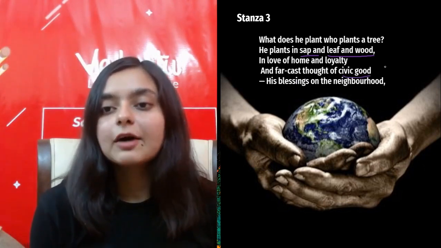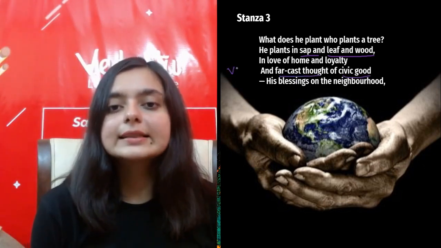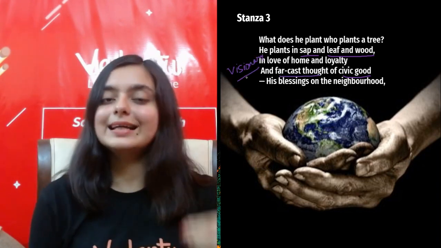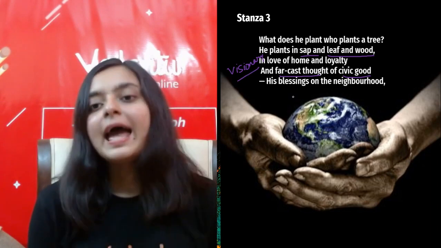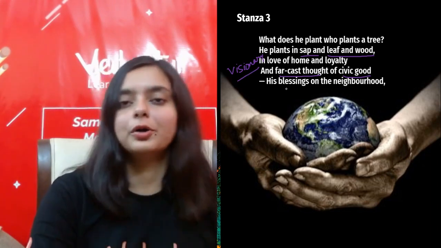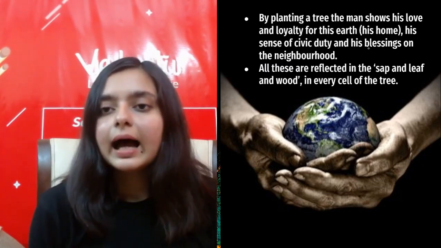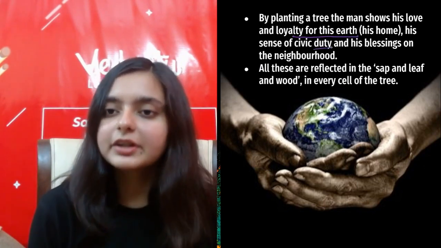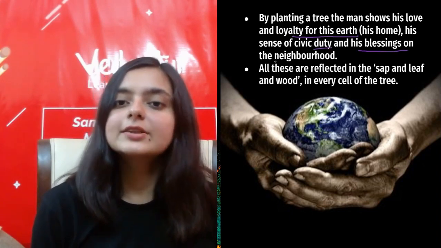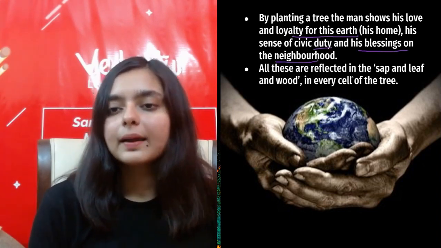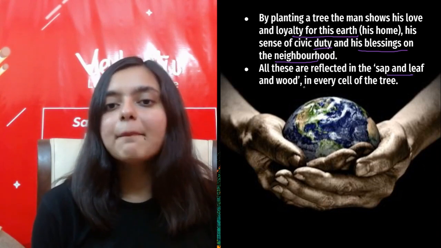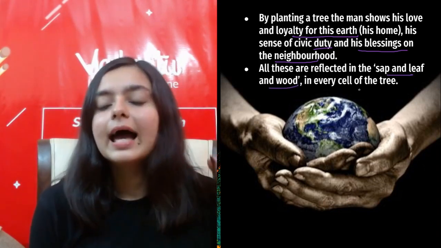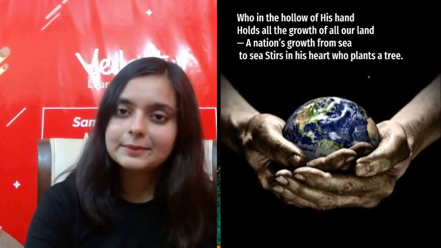Okay, he is visionary. Far cast thought is a man becoming visionary. He's thinking about the future. He can see the future. He is a visionary. His blessings on the neighborhood, right? So definitely he is loyal to his earth. As I told you, he's doing his civic duty, his blessings on the neighborhood. So all these are reflected in sap and leaf and wood. That means in everything of a plant there is something beneficial for us, right?